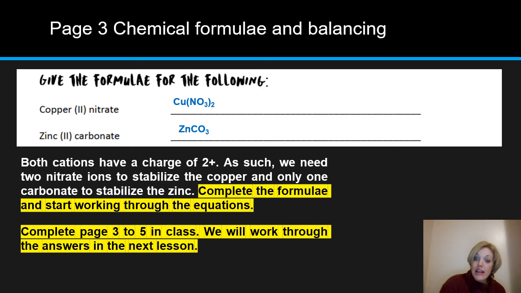So write these in, and then you guys are going to complete the entire page and start working through the equations on page 3. You are going to work on page 3, 4, and 5 in this lesson. Okay, and then in the next lesson, we are going to go through all the answers.